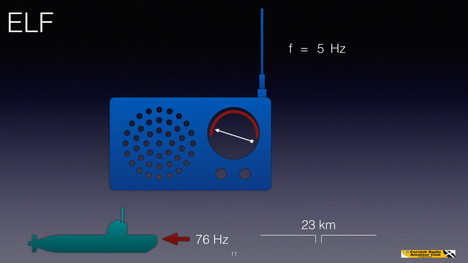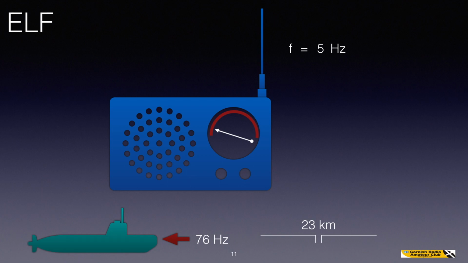The lowest I've heard of is communication to American submarines at 76 Hertz, which was very, very difficult to achieve, and required antennas that were 23 kilometers long. The only reason they did this is that it allowed them to communicate to their submarines while they were still underwater, because frequencies at ELF do penetrate below water, whereas high frequencies do not.